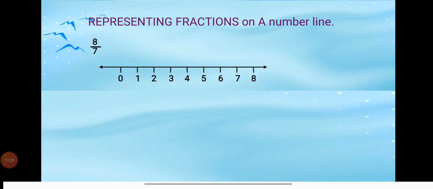And now, since the denominator is 7, we put the denominator 7 under all the numbers. Now 7 by 7 is equal to 1, as we know. So this 8 by 7 is greater than 1, and that's why we have to make one more marking after 7 by 7. So here you get 8 upon 7. So this is how you will denote 8 upon 7 on a number line.